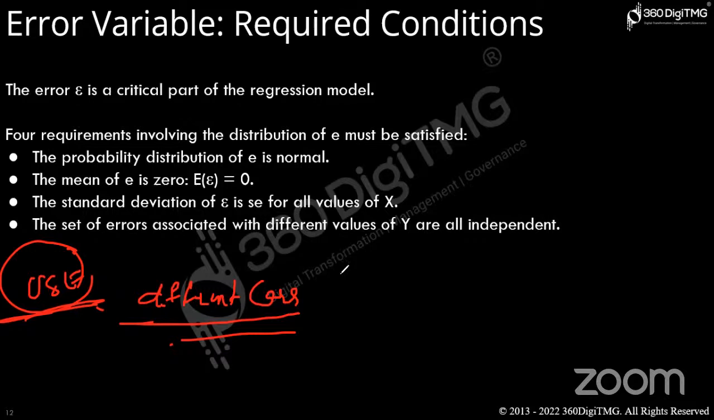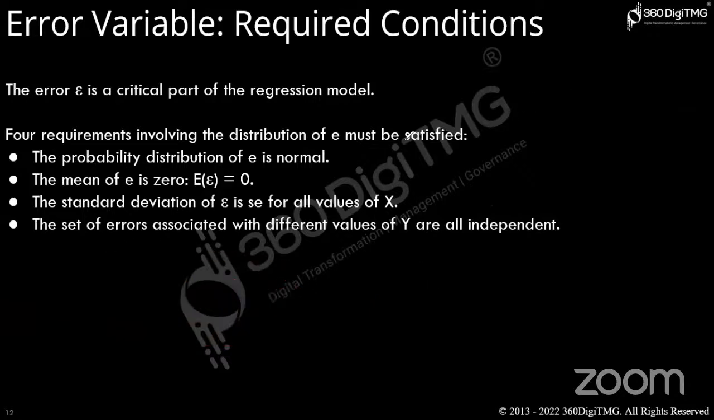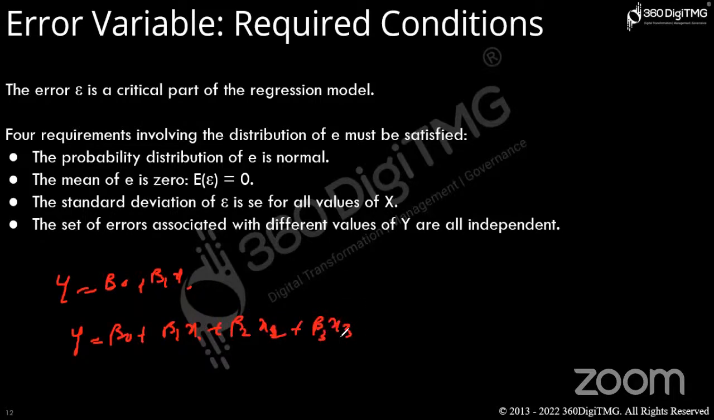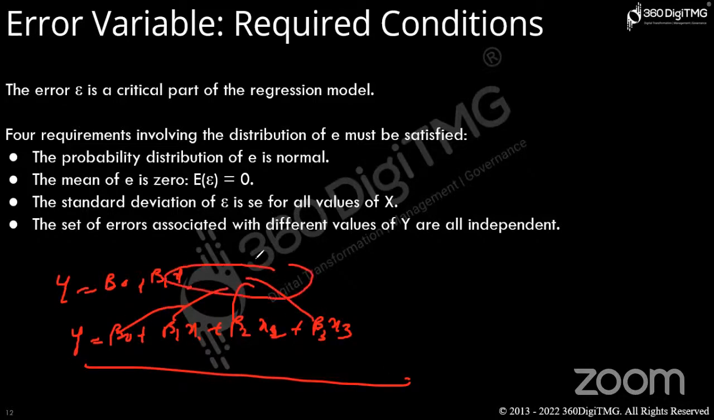So since it is multiple linear regression, I'm using multiple inputs. The process will be the same, but instead of y is equal to beta naught plus beta 1 x, you will have y is equal to beta naught plus beta 1 x1, beta 2 x2, beta 3 x3. So what are these? These are the coefficients. Beta naught, beta 1, beta 2, beta 3, all are coefficients.